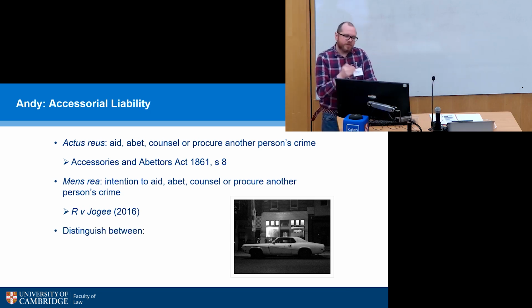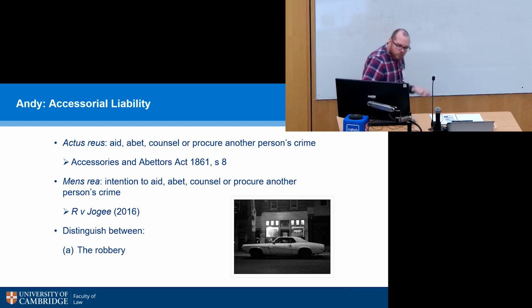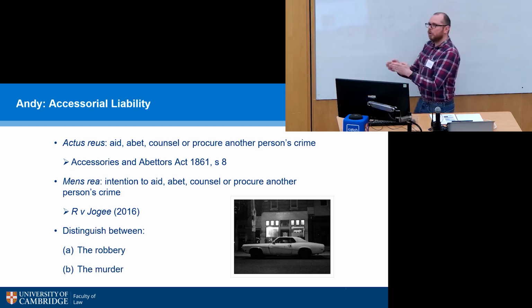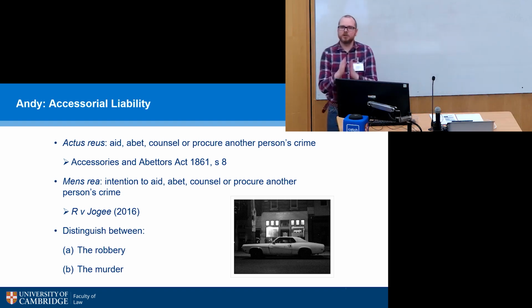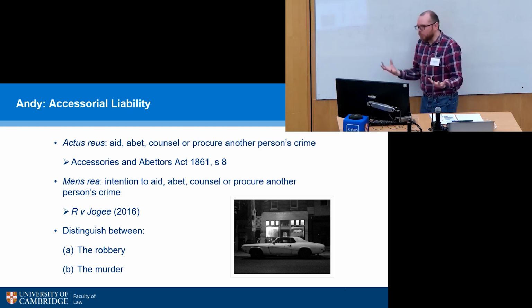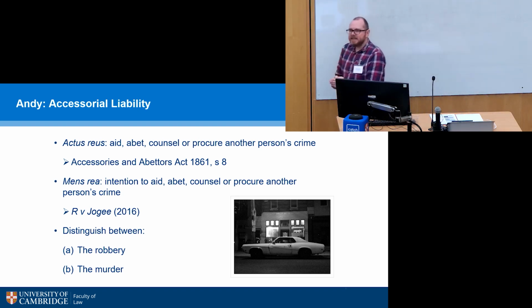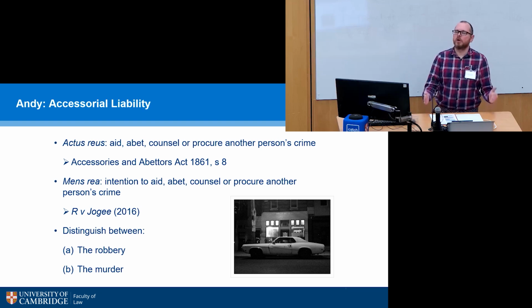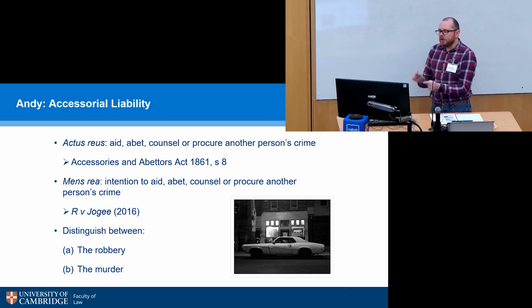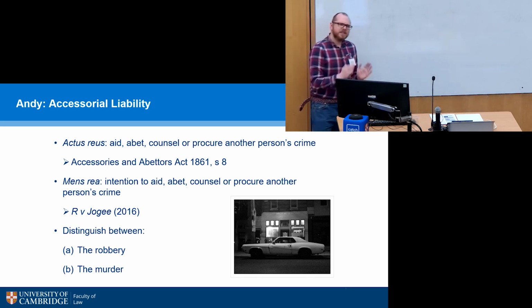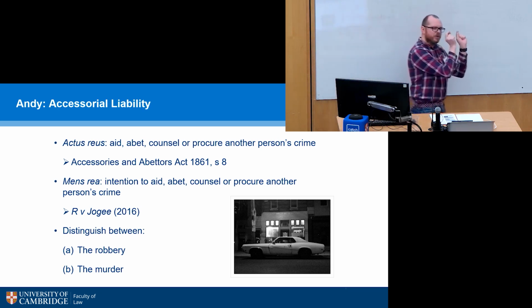So if we're dealing still with Andy, we might want to distinguish between the robbery on the one hand and the murder on the other. So start with the robbery. Has he assisted or encouraged Ben to commit the robbery? Absolutely, no problem. Has he intended to assist or encourage that robbery? Yeah. Absolutely, no problem. So Andy is definitely on the hook for the robbery. The more difficult question is whether he is an accessory to the murder. Has he assisted or encouraged the performance of that murder?